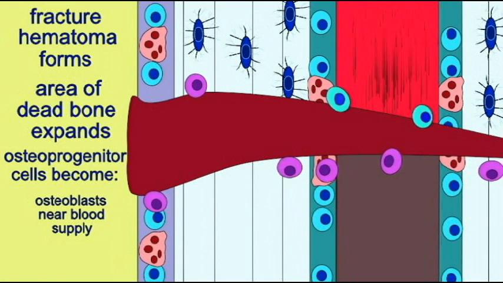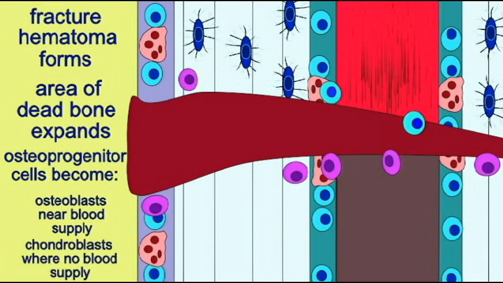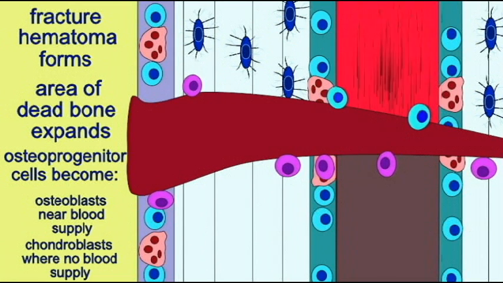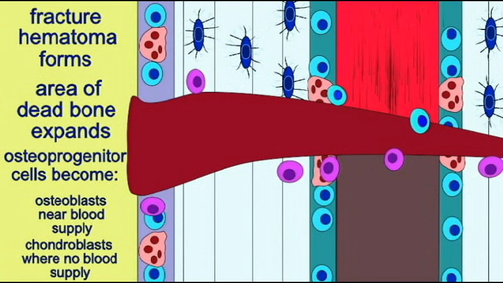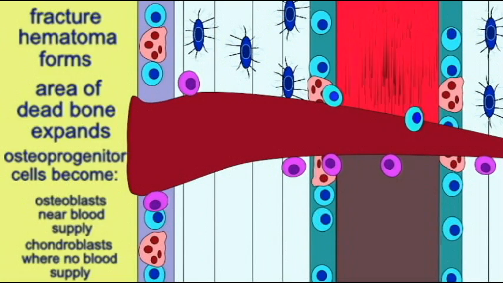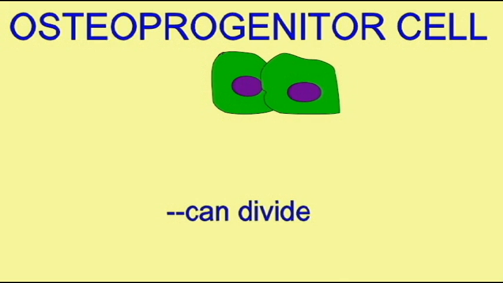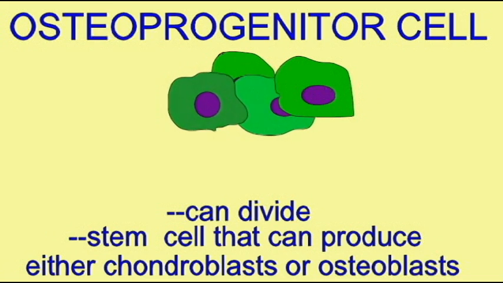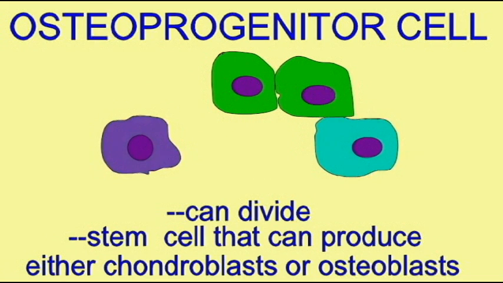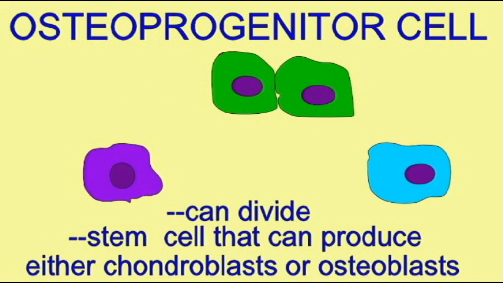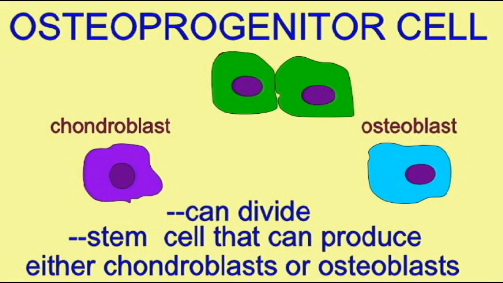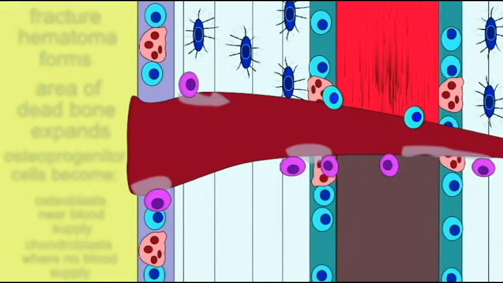These are stem cells, so they can differentiate into different types of cells, both osteoblasts and chondroblasts. Osteoblasts will form if there is an existing blood supply which is undamaged. If there is no blood supply, then the osteogenic cells must form chondroblasts because cartilage is avascular. Cartilage tissue can survive in an area without a blood supply, while bone tissue cannot.